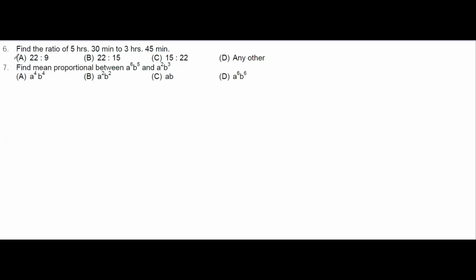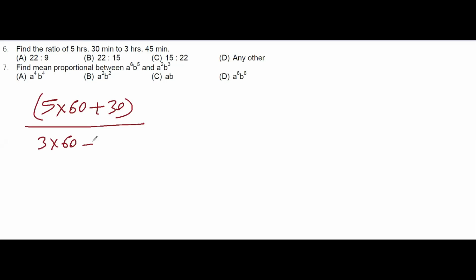Okay. So in question number 6, find the ratio of 5 hours 30 minutes to 3 hours 45 minutes. So I need to convert the hours into minutes. I am going to multiply 5 into 60 plus 30, and then for 3 hours, again I will multiply by 60 and then add 45. So 5 sixes are 30, 30 into 10 is 300, 300 plus 30 is 330.